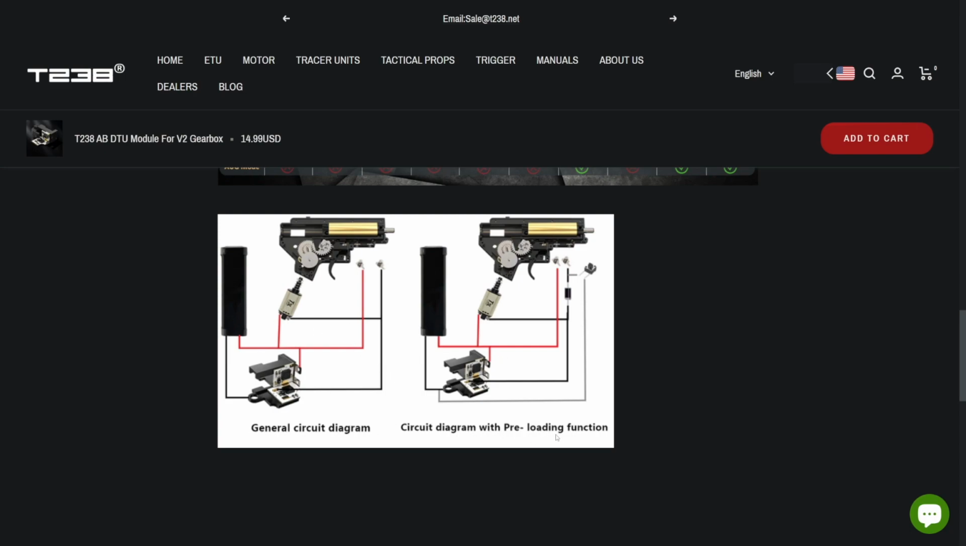I didn't want to do the preloading function. I'm assuming that's precocking, just because it looks like you need some type of electrical component in line with the ground wire here, and you need some sort of button to, I'm assuming, preload the piston. So you're essentially toggle switching precocking here, and I just didn't want to deal with that, so I went with a simple installation. I basically followed the diagram except for the wiring connections that go to the two contacts on the gearbox.